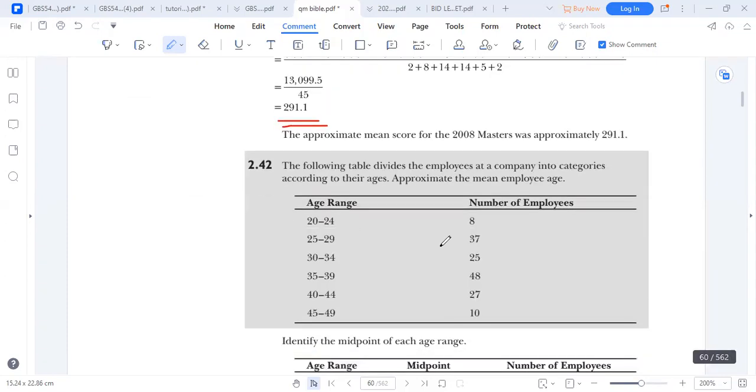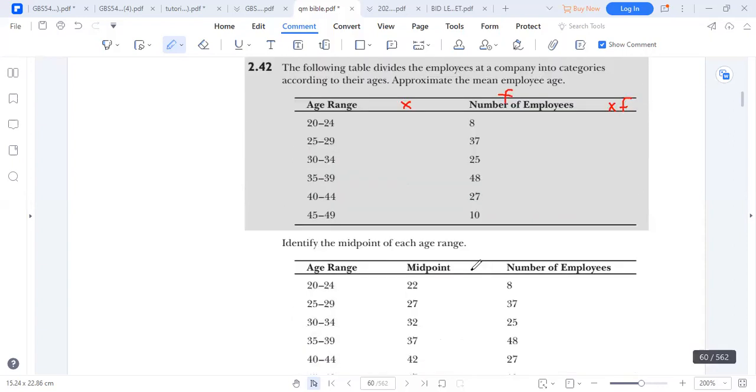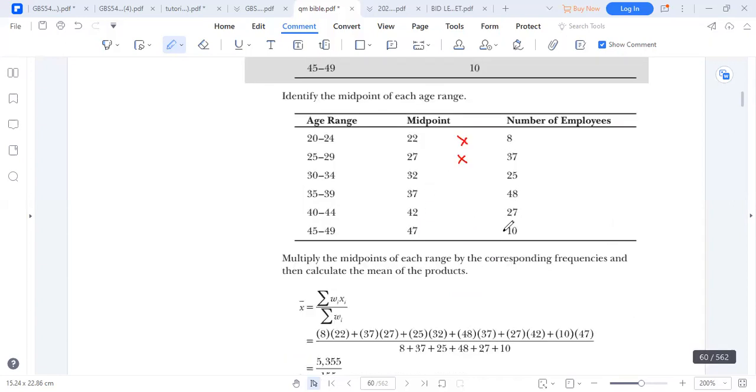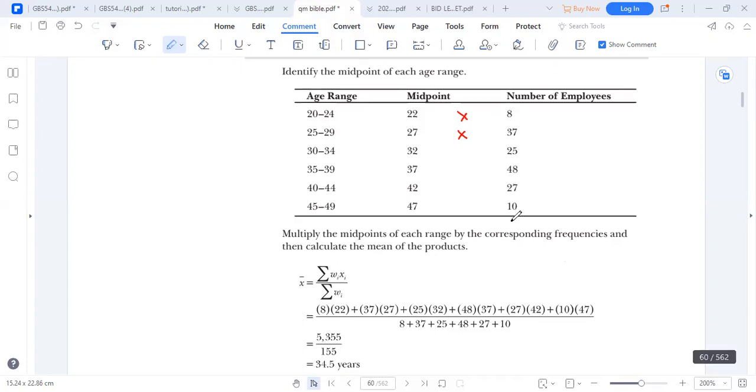Can somebody tell me how do you find the approximate mean score here again? Identify the midpoint. Add the lower and the upper bound. This is called the midpoint, and this is our frequency. You can multiply these two and total up. So the midpoint here, 22, is found by adding 20 plus 24 divided by 2 to get 22. Then you multiply these figures here. Then you divide by the number of frequencies, from 8 up to 10. So this will give us a total of 155.